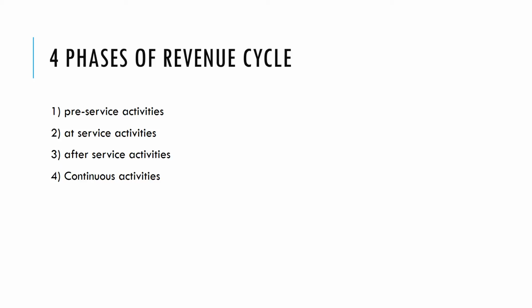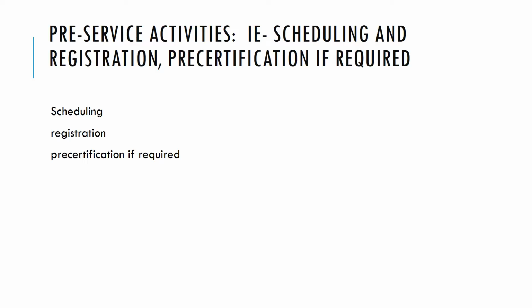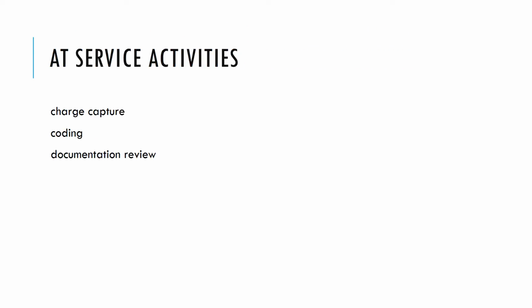We can break it down into four different phases: the pre-service activities, the at-service activities, the after-service activities, and then continuous activities. Pre-service activities include scheduling, registration, and pre-certification. The at-service activities are things that are done at the time that the service is being provided. These include charge capture, coding, and documentation review.